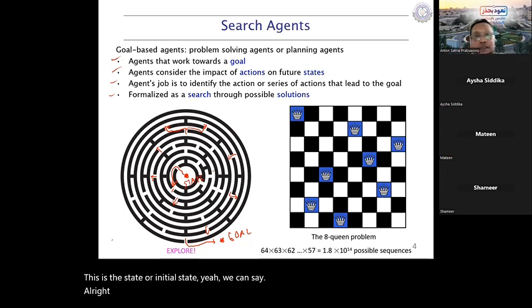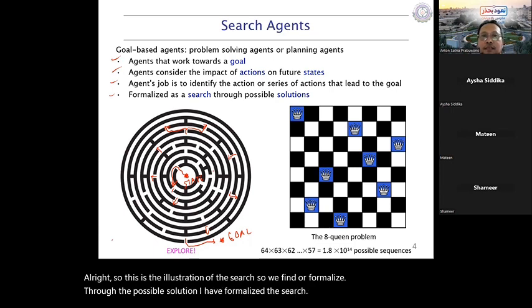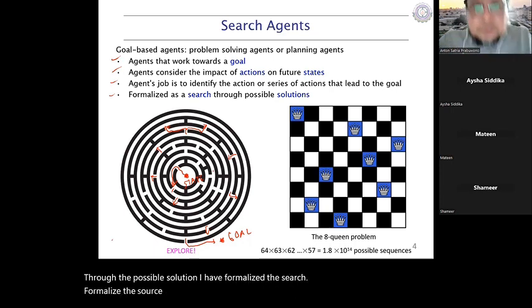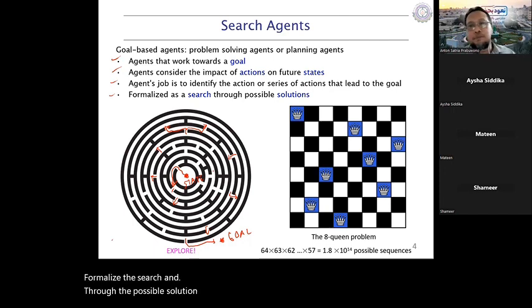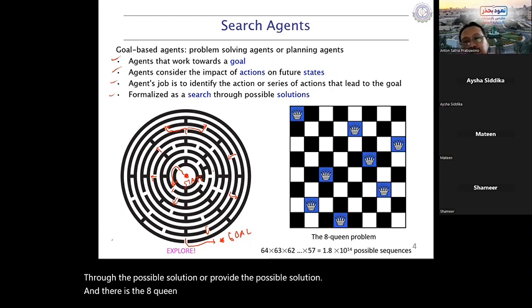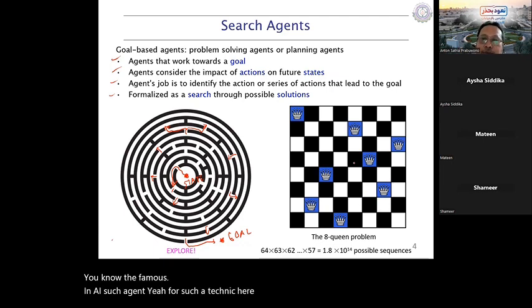Right. So this is the illustration of the search. We find or formalize the search, and through it provide the possible solution. And there is the 8 queens problem also, which is famous in AI search agents for such techniques. Later on we will discuss this 8 queens problem in the next slide.